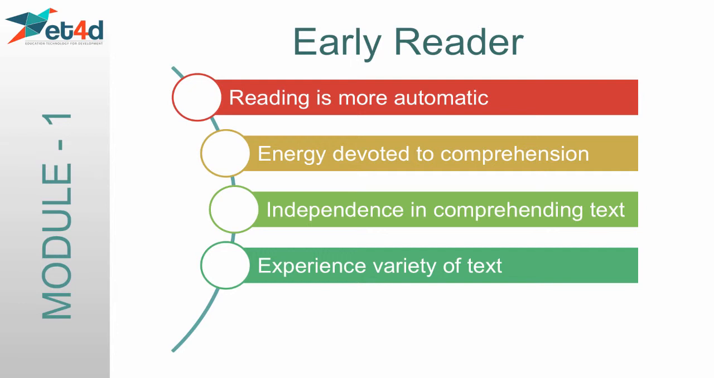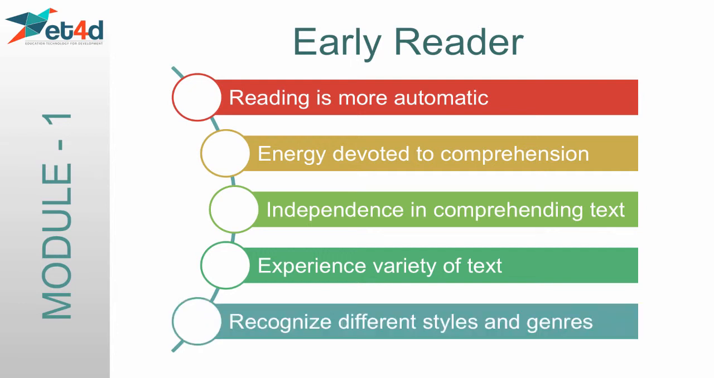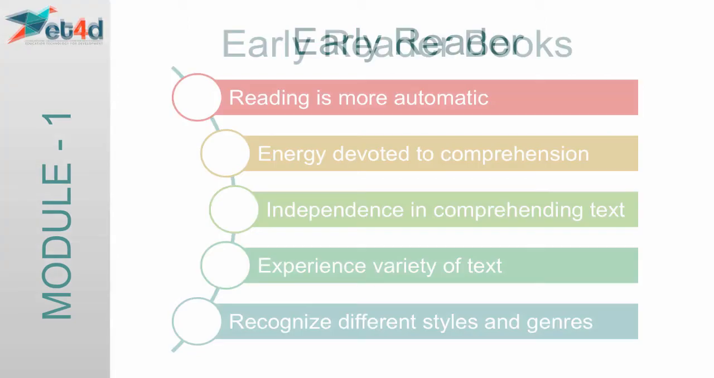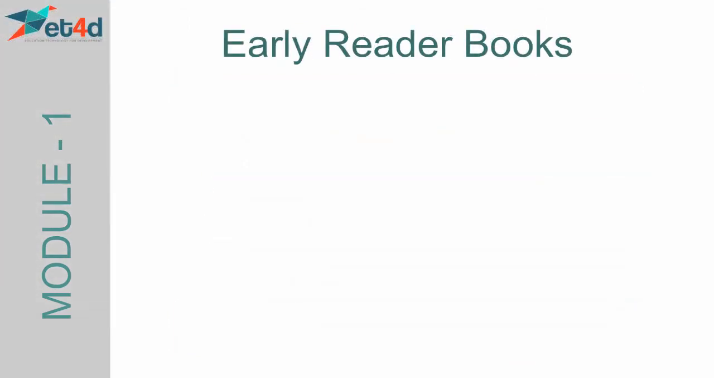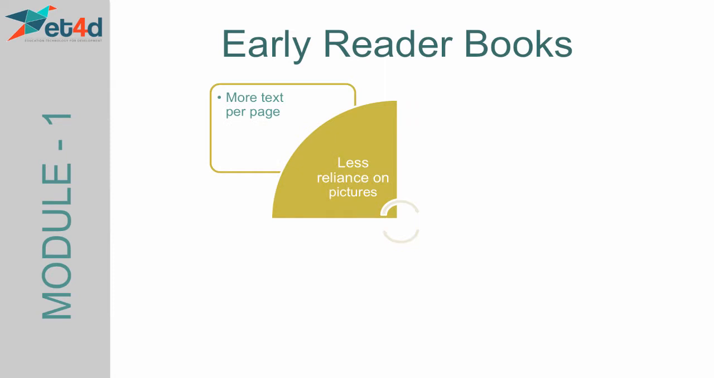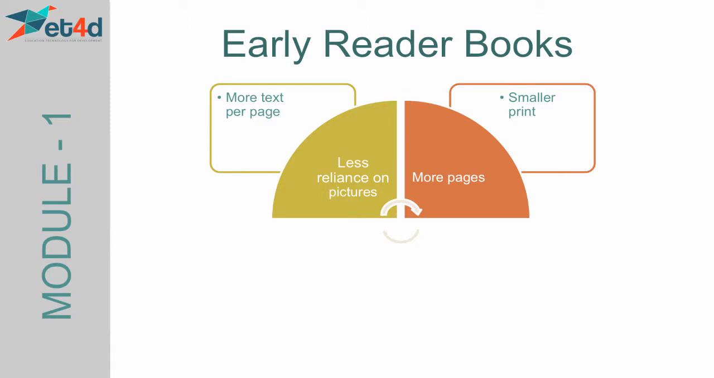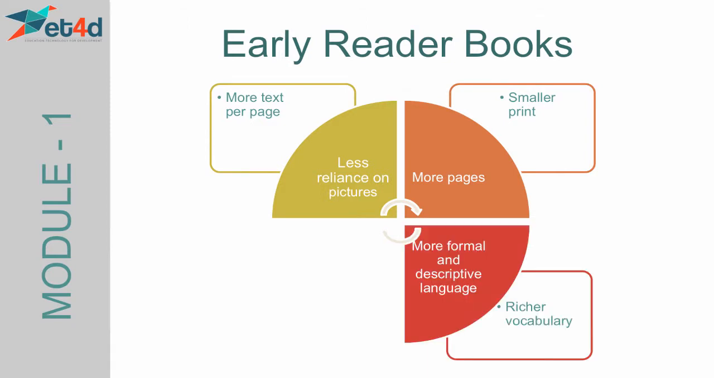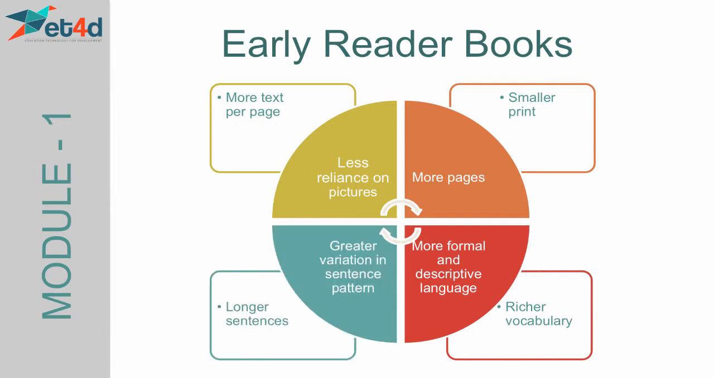These readers are experiencing a greater variety of text and are able to recognize different styles and genres. Independence often varies with the type of text being read. Books at this stage have less reliance on pictures and more text per page, more pages with smaller print, more formal and descriptive language with richer vocabulary, greater variation in sentence pattern and longer sentences.